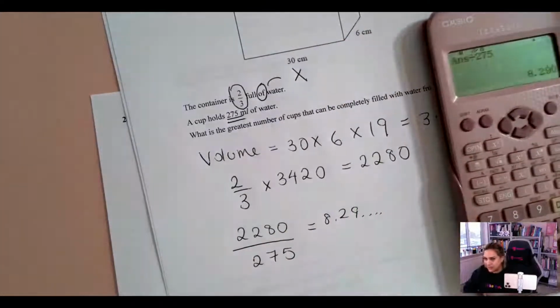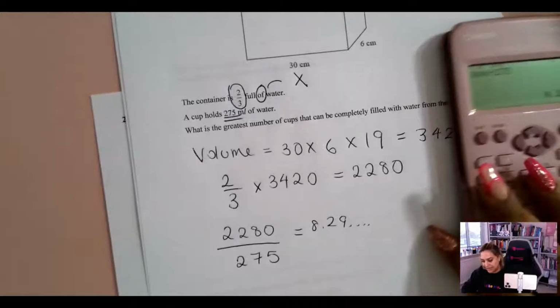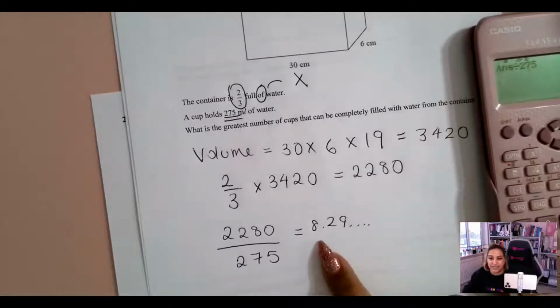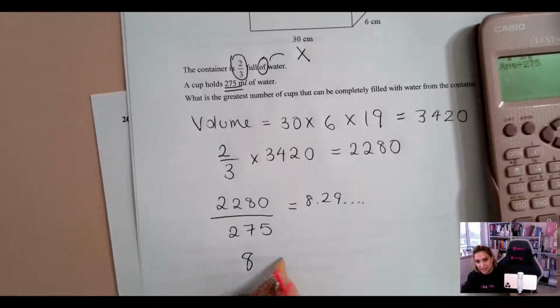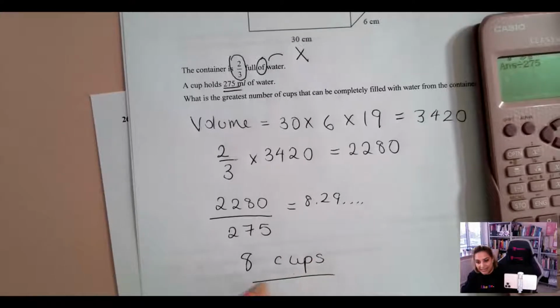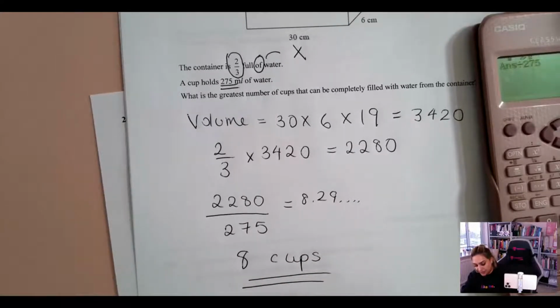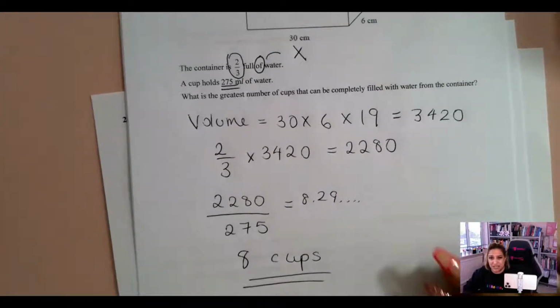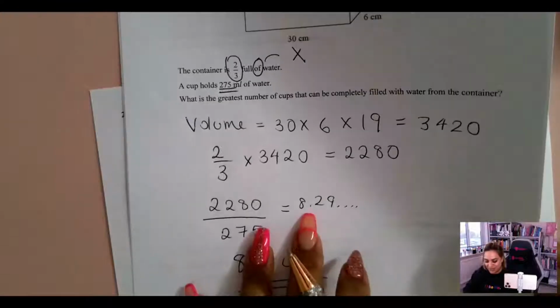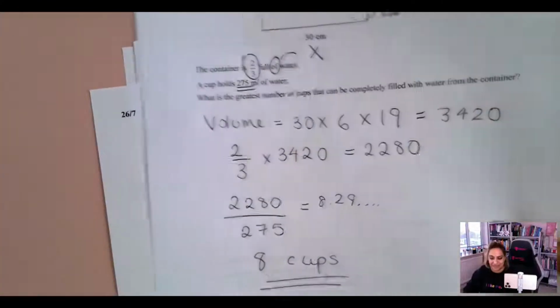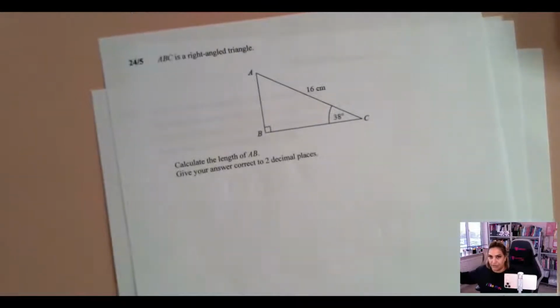So that tells me that I can't quite get 9 cups full, but I can get 8 and a bit, so therefore it must be 8 cups. And make sure you write that. You're writing it on those dots, because you do all the work and you lose that last mark, and it's really frustrating to see in an exam when someone gets to the 8.29 and then doesn't write 8 down. So you can't give them that last mark. Okay.